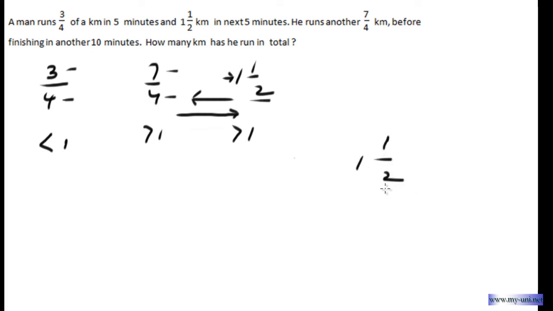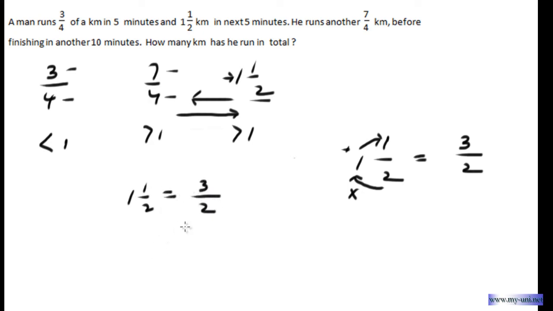The rule is very simple. You multiply the denominator by the whole number, and then whatever the answer is, you add that answer to the numerator. So 2 times 1 is 2, plus 1 is 3. So 3 becomes the numerator and 2 remains the denominator. So what it essentially means is that 1.5 is equal to 3 halves.